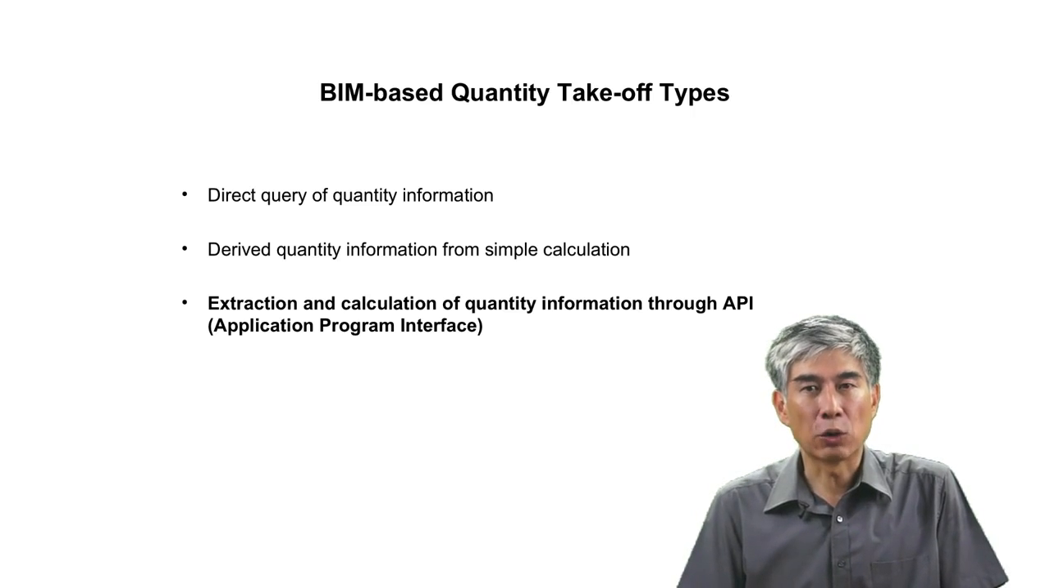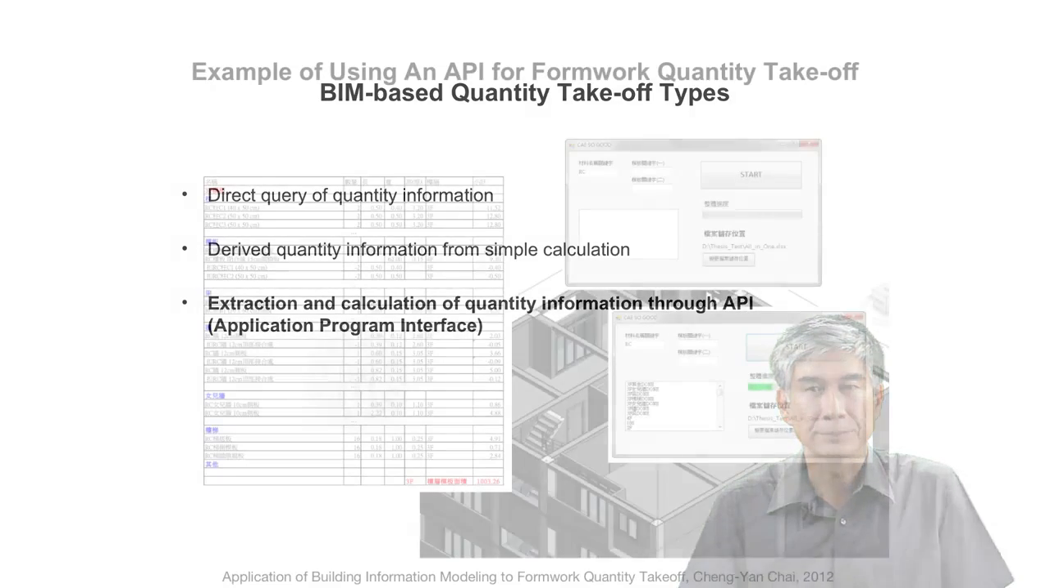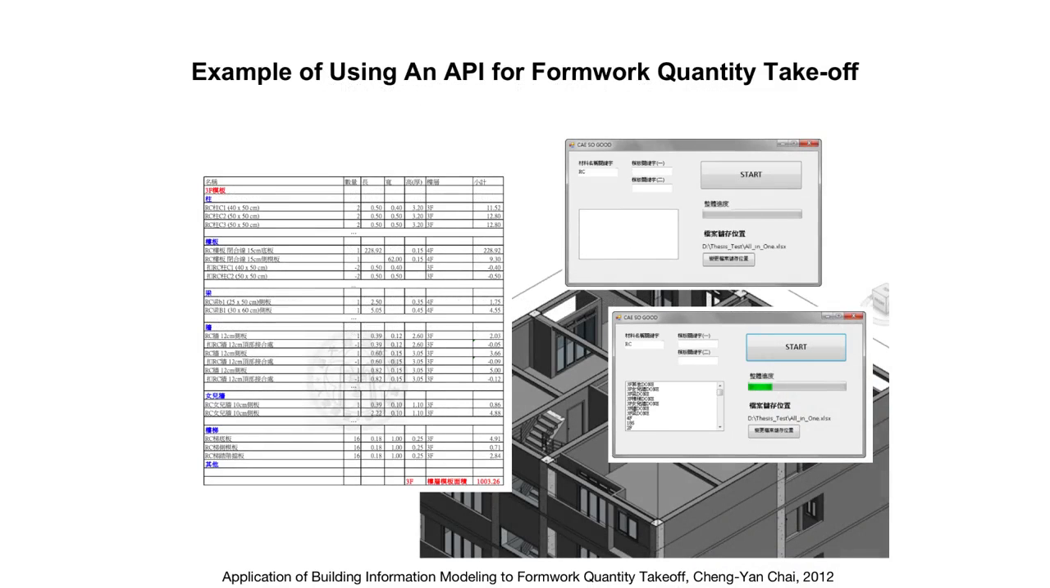We can calculate the total painting area by adding all surface areas of the columns, beams, walls, etc. within the room. However, extracting only partial surface area of a beam or column cannot be easily done without API programming. Another more complicated example is the quantity takeoff of the formwork without explicit modeling of the formwork in the BIM model.